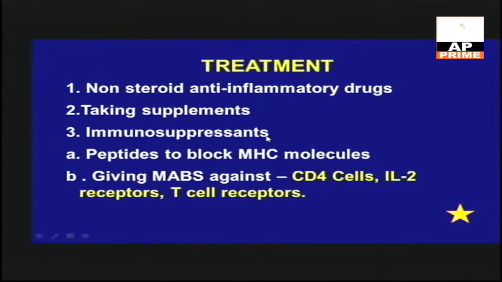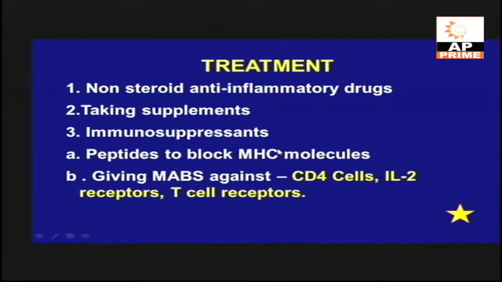And the third is giving immunosuppressant drugs. These drugs suppress the immune response so that patients will feel some relief from the symptoms, which includes peptide drugs, which block the MHC molecules. As we have already learned, the MHC molecule plays a very vital role in autoimmune diseases, and giving monoclonal antibodies against certain immune cells that are involved in the immune response, like CD4 cells, interleukin 2 receptors and T cell receptors.